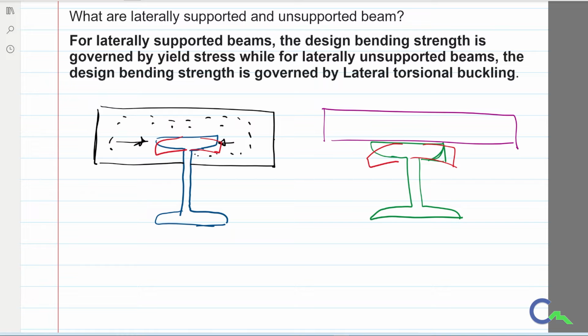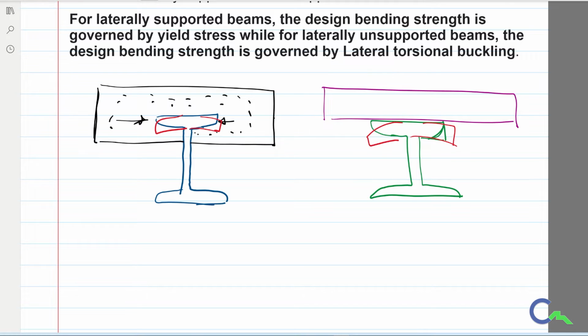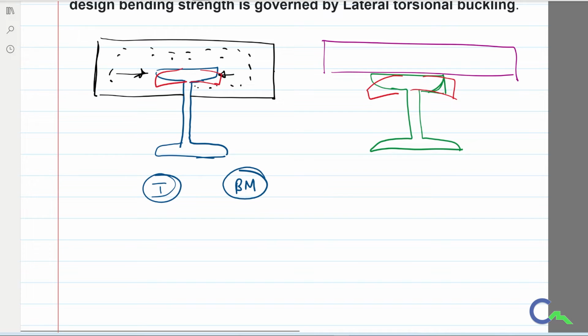Keeping this in mind, as per our syllabus, there are two types of problem that will be asked. In the first type of problem, they will give a particular section, maybe ISMB 400 something. They will ask us to find the bending moment carrying capacity of that particular beam. That is the first type of problem.